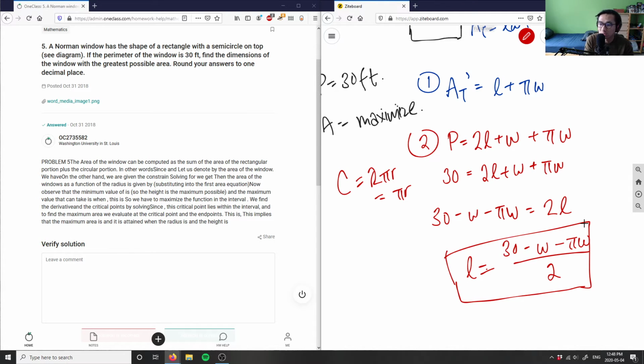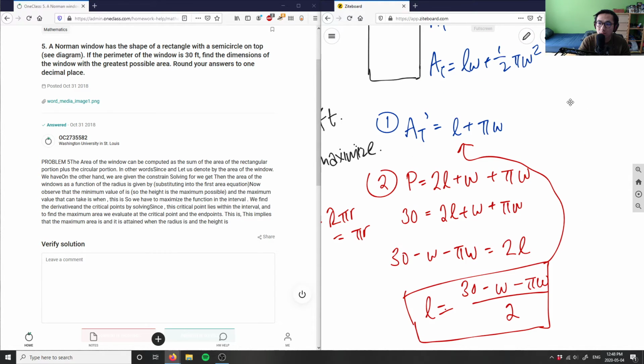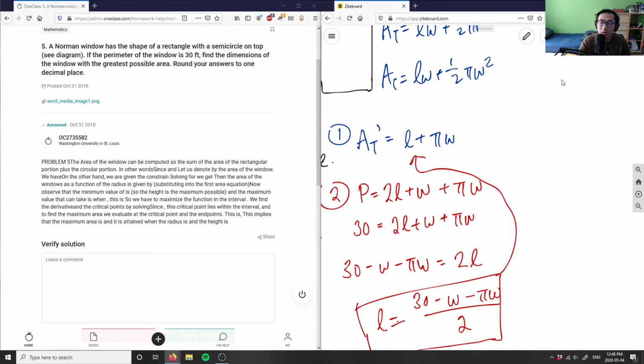What I'm going to do is substitute this equation into L so I can solve for my w. So I'm relating it to one equation. I'm going to do this in blue. In this case, I would get A prime equals the length, which is 30 minus w minus pi w, all over 2, plus pi w.